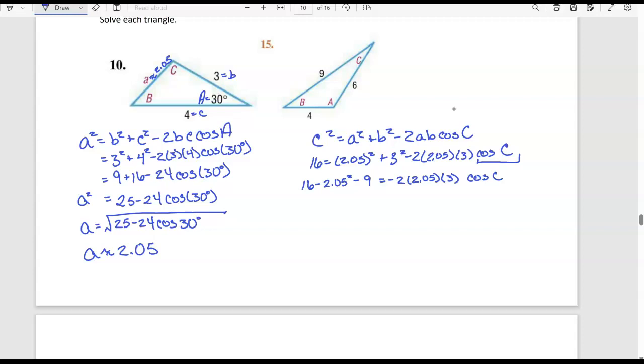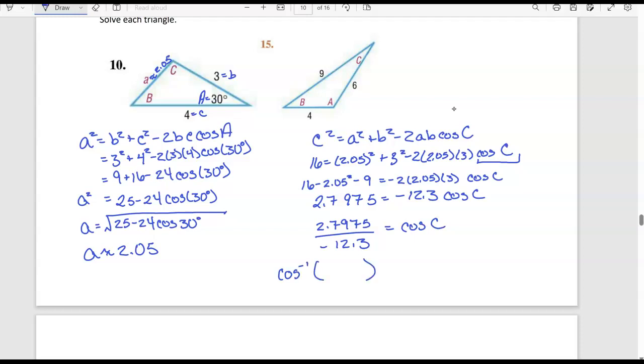I'm going to type all that into a calculator. So 16 minus 2.05 squared minus 9 is 2.7975. And negative 2 times 2.05 times 3 is negative 12.3. So let's divide everything by negative 12.3. And then let's take the inverse cosine of both sides.